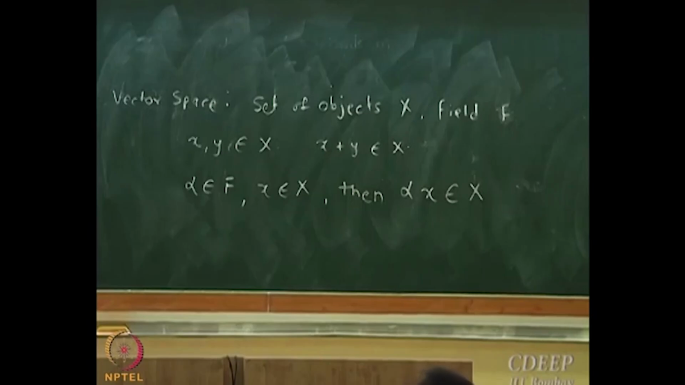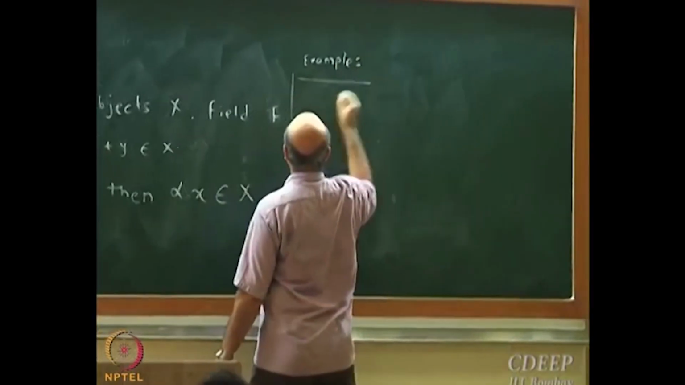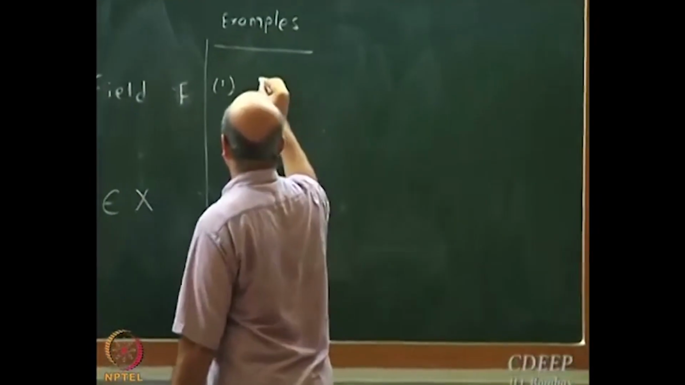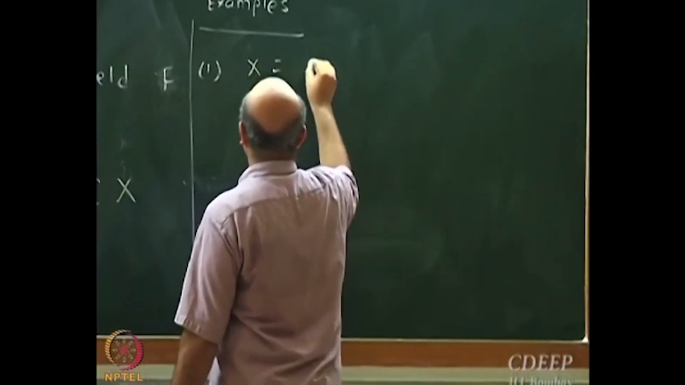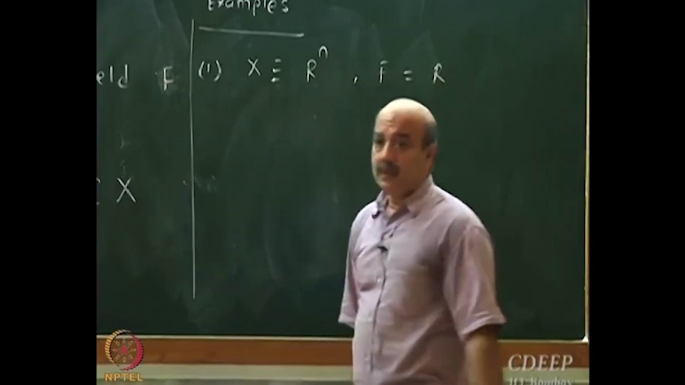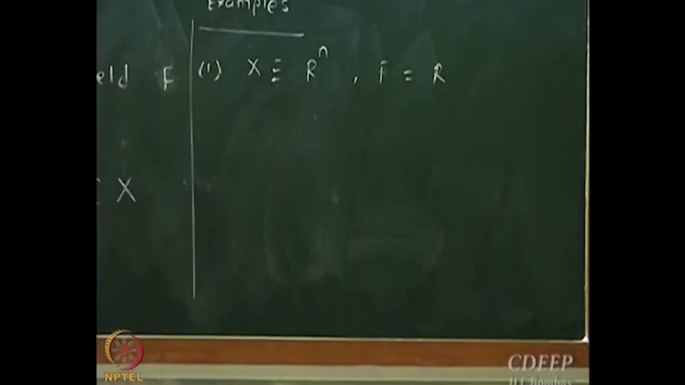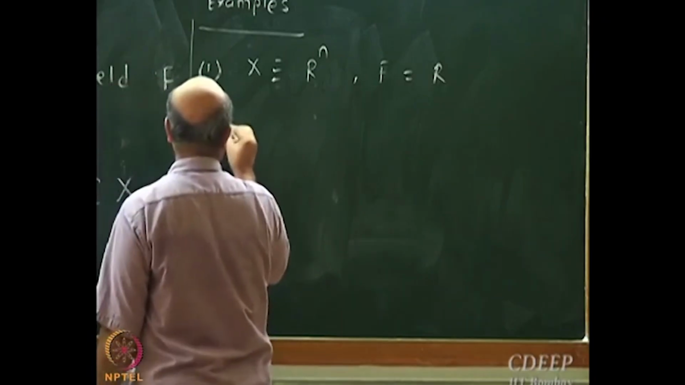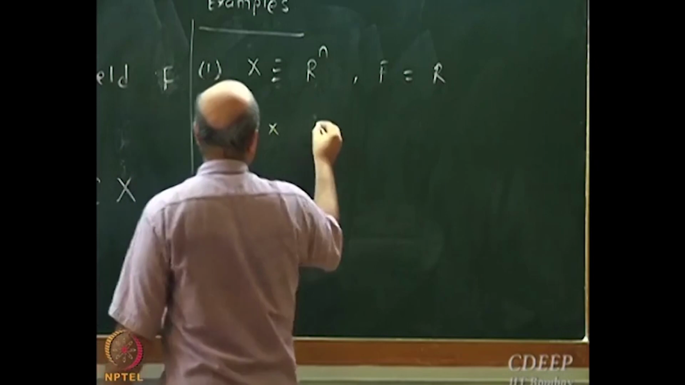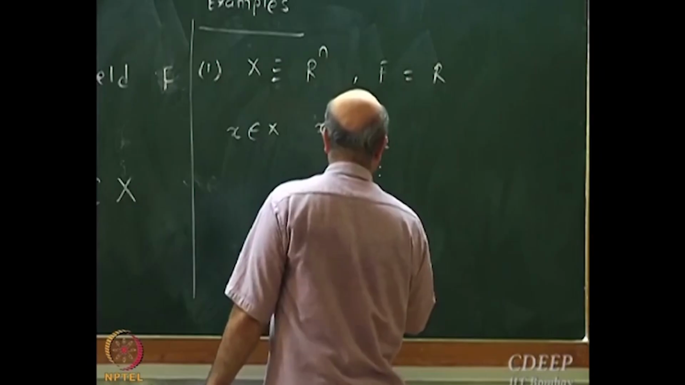Well, let me start generalizing and giving you examples of spaces. My first example is going to be X corresponds to R^n and F corresponds to R. What is R^n? R^n is the set of n-tuples, a vector which has n components. So a general vector x that belongs to X will be represented as having n components: x1, x2, ..., xn.